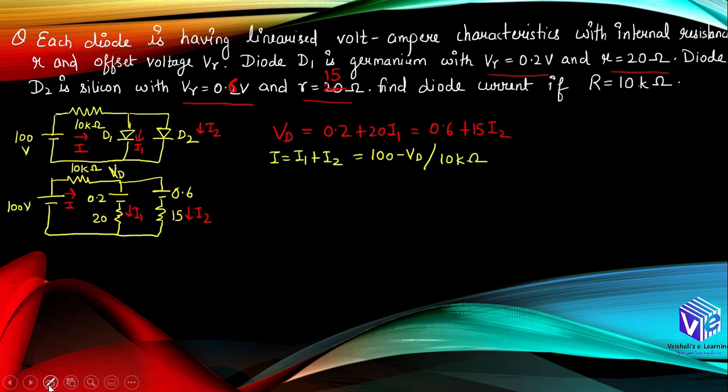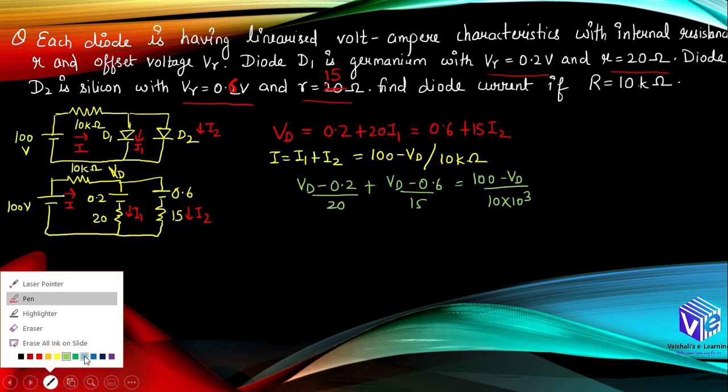So let's put the values of I1 and I2 over here. Now, what would be my I1? I1 will be equal to VD minus 0.2 upon 20. And from this equation I can calculate I2 as well. So VD minus 0.6 upon 15 is my I2. It will be equal to 100 minus VD upon 10 kilo ohm. So 10 kilo ohm will be 10 into 10 raised to power 3. So now you can solve this equation, right?